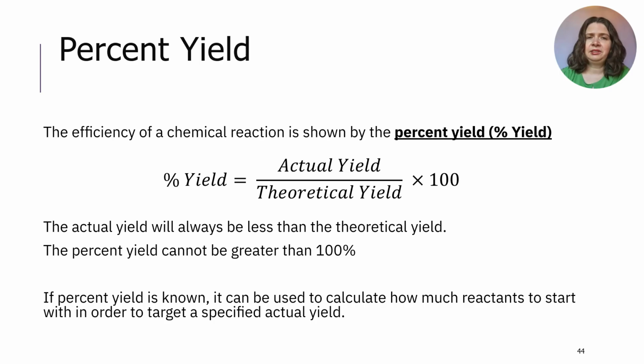A percent yield that is greater than 100% is not physically reasonable. It usually indicates that the product contains impurities, such as excess water, or another source of additional mass. But it may also indicate error in the measurements.